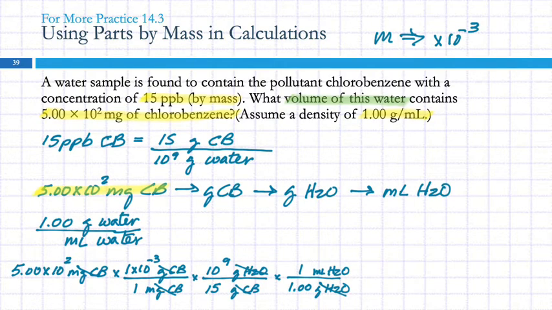5 EE 2 times 1 EE negative 3 times 1 EE 9 divided by 15 times 1 over 1. And I'm getting a heck of a lot of 3's. So I'm going to put this into scientific notation so I don't have to count them all.